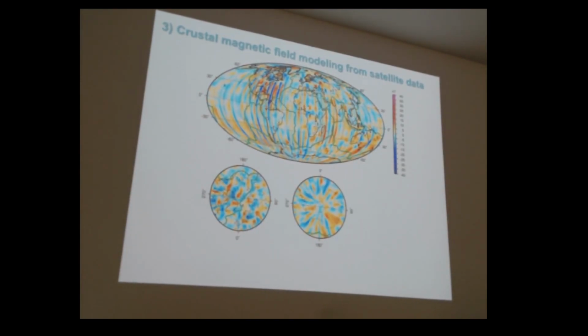Now, if you don't correct for the main field, what happens? The crustal field is behind. It's just at the satellite altitude. Do you recognize some kind of features you were discussing this morning?